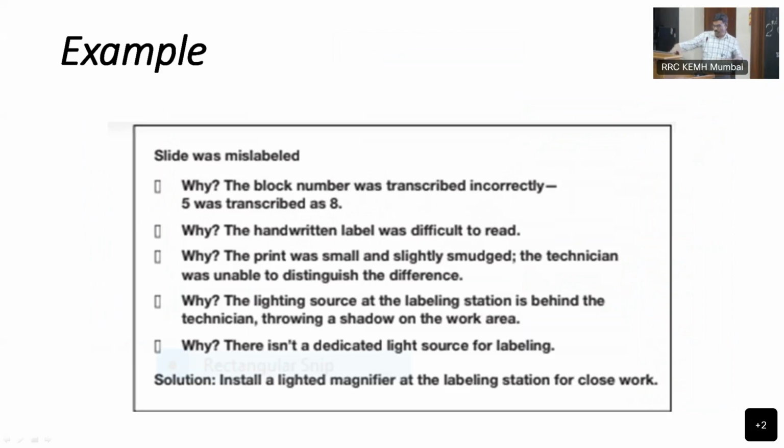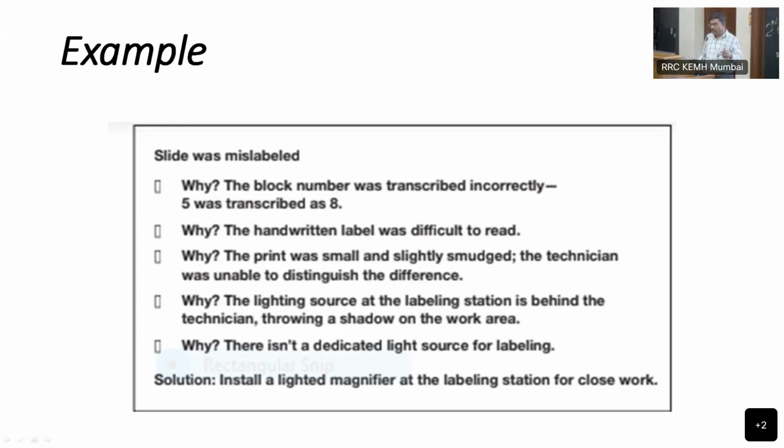So this is how we have to ask why the block number was transcribed incorrectly. Why was it written as yes? 8. No, it's mistaking 5 for 8, or 8 for 5. The handwritten label was difficult to read. Why? Because the print was very bad. Why? Because the light source was behind the technician. Why? Because there isn't a dedicated light source in the labeling area.